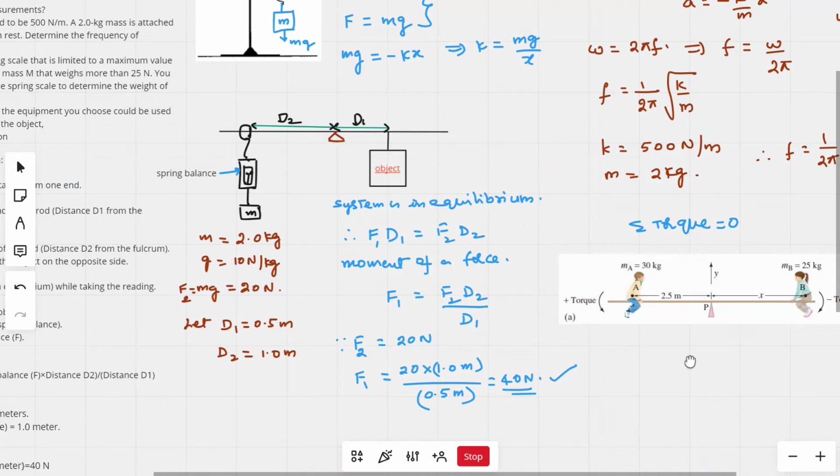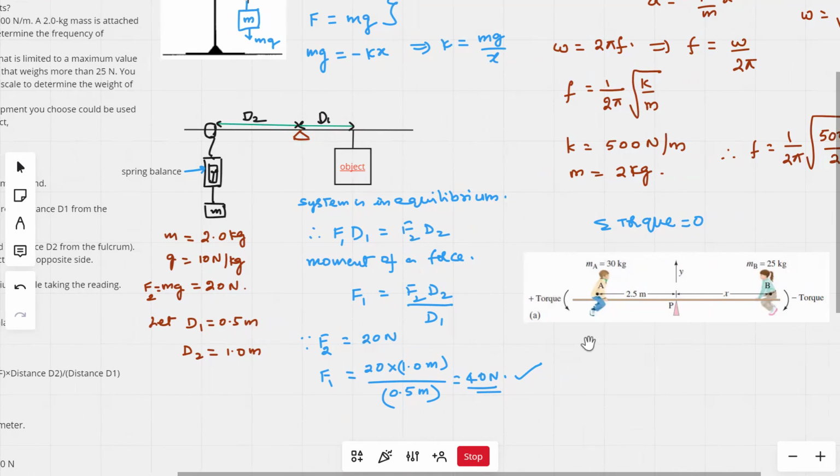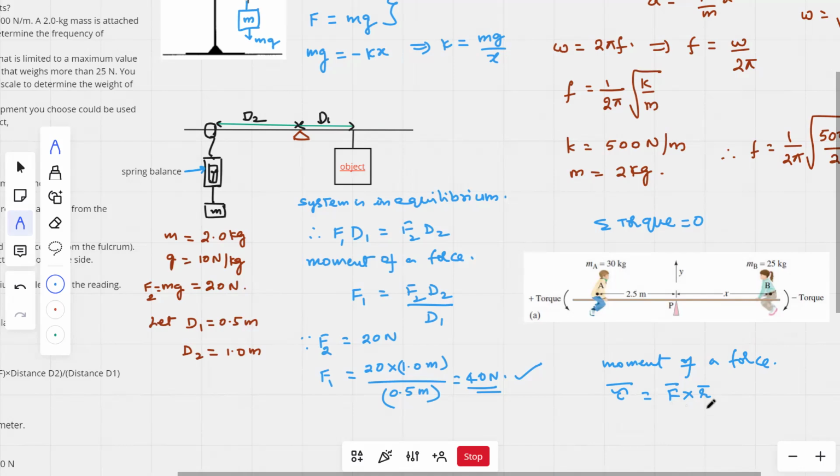So what is torque here? The torque is torque or moment of a force. Both are one and the same. Either we call it torque or moment of a force. Moment of a force is equal to force times distance. Torque tau is equal to F cross R bar, where F is the force and R bar is the distance from the axis of rotation.